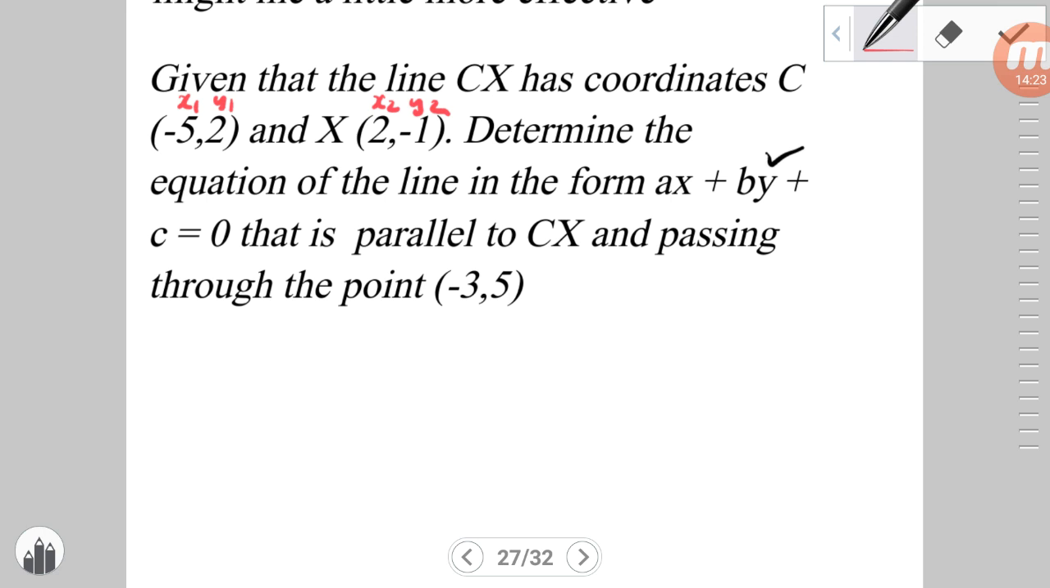So here we're looking at a question that says, given that the line CX has coordinates C, which is (-5, 2), and X, which is (2, -1), our task is to determine the equation of the line in the form ax plus by plus c equals 0. This is what we call the standard form of the equation of a line. And also that it's parallel to CX and it's passing through (-3, 5).